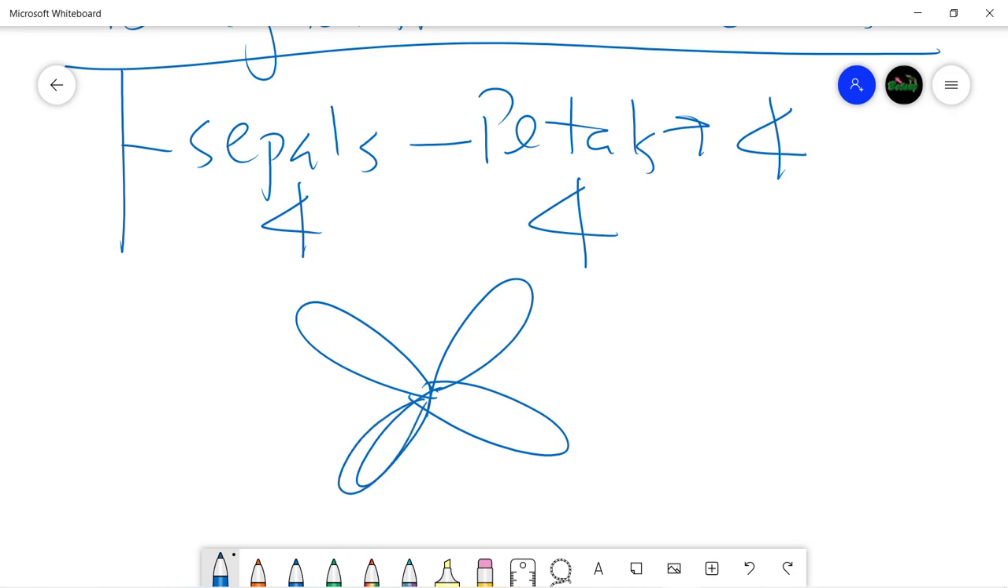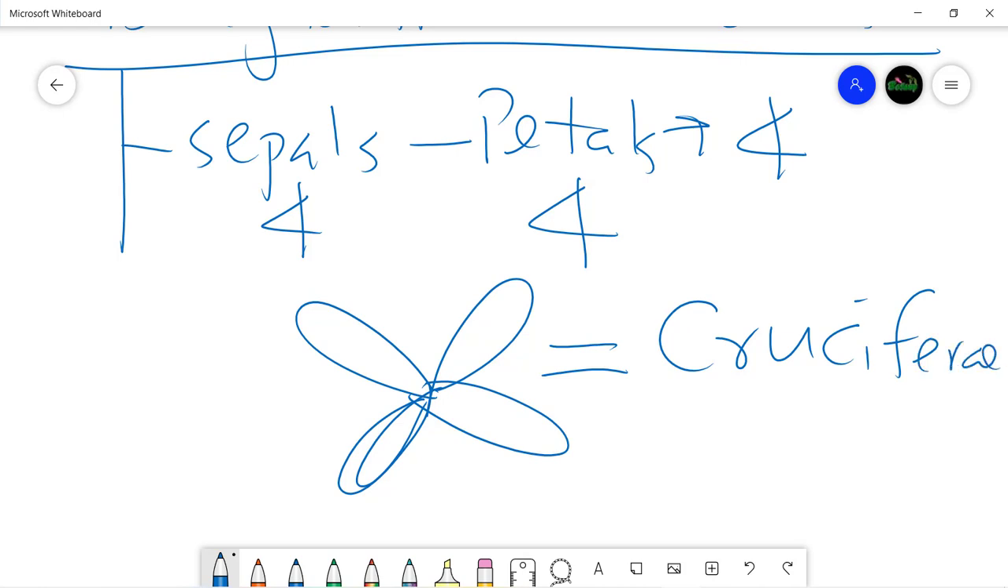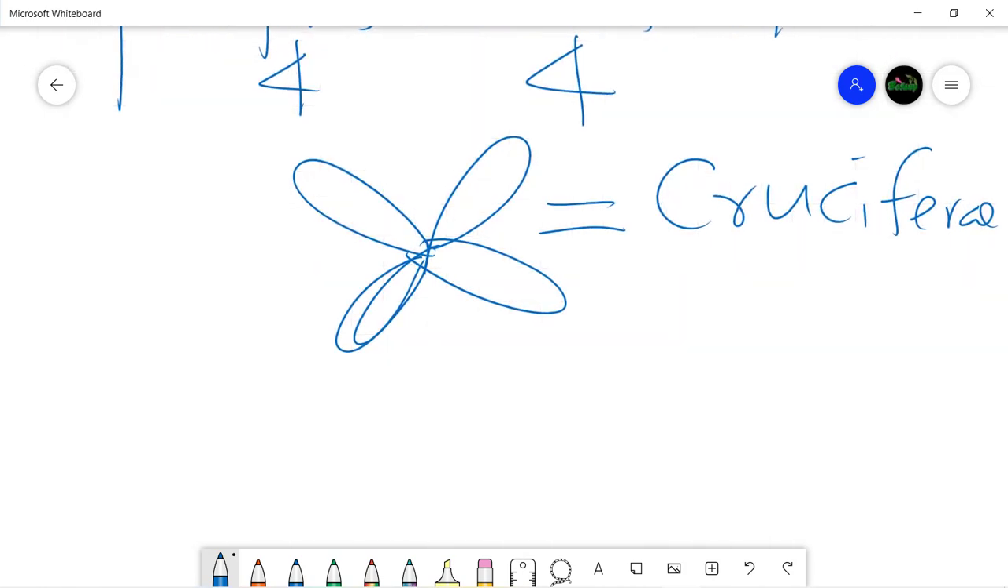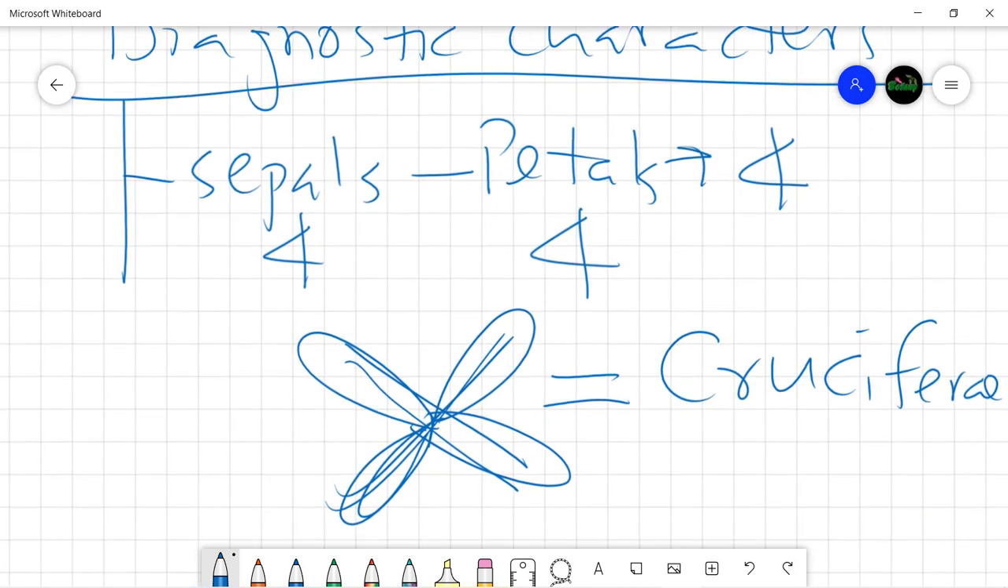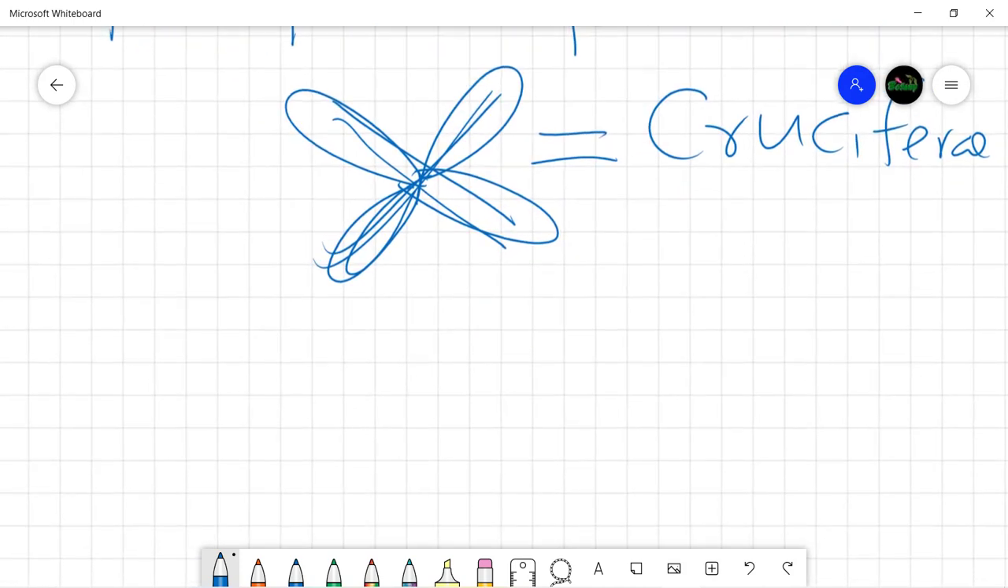So that's why the original name of this family was Cruciferae. So this is their special character or taxonomic character, the cross-shaped petals, because these four petals are diagonally placed, so they are making a cross. So this is their first distinguishing character.